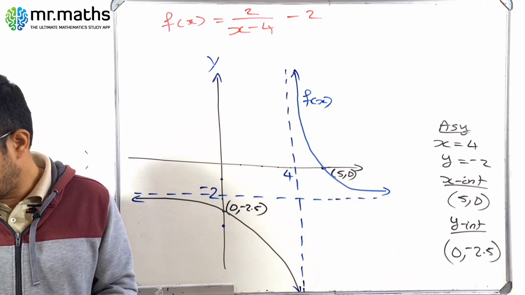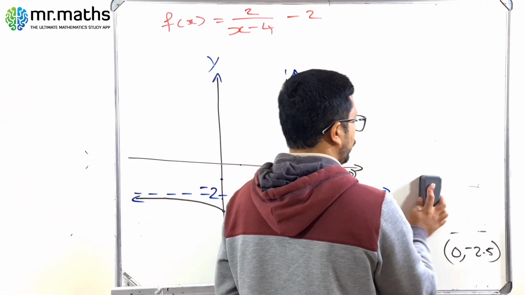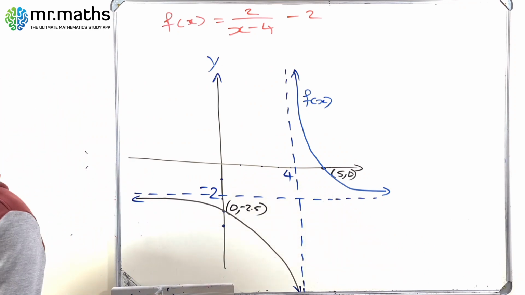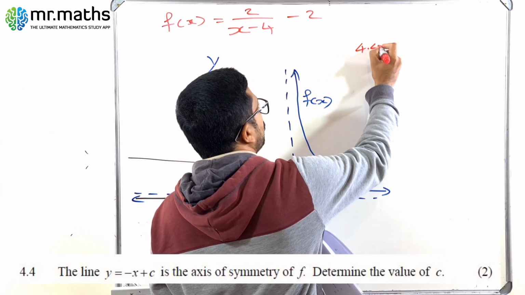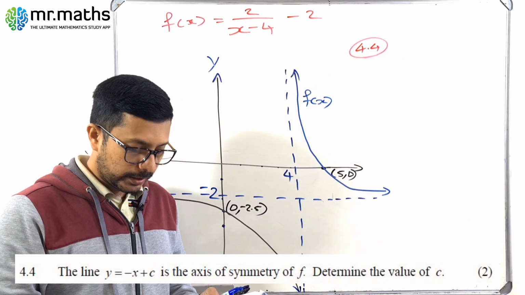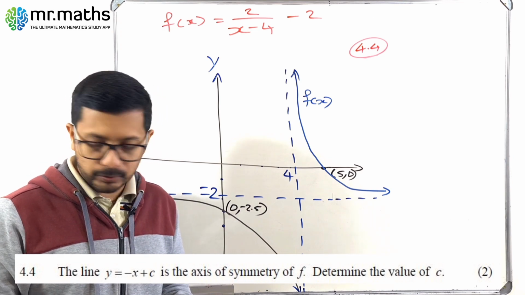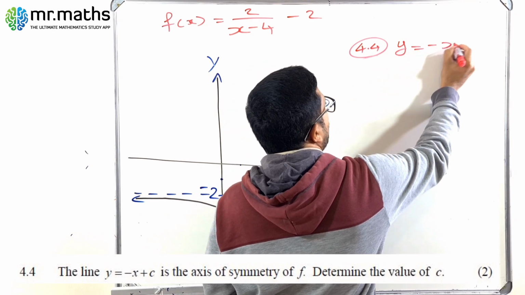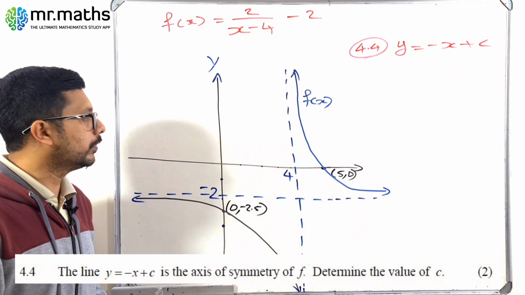Okay, now let's move to question number 4.4. What is question number 4.4? The line y is equal to minus x plus c is the axis of symmetry of f. Determine the value of c. So what is that question? y is equal to minus x plus c is the axis of symmetry of this graph.